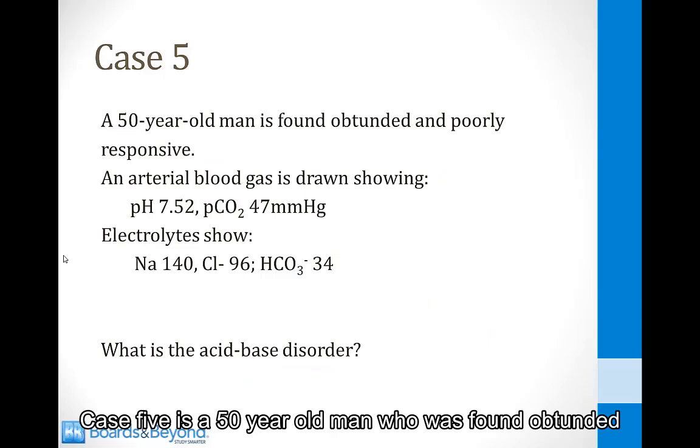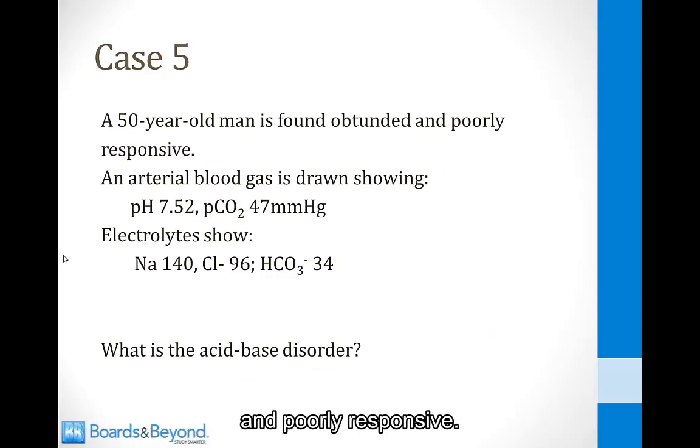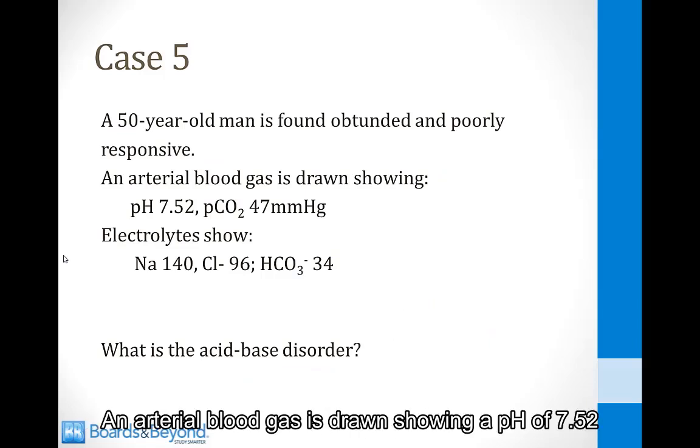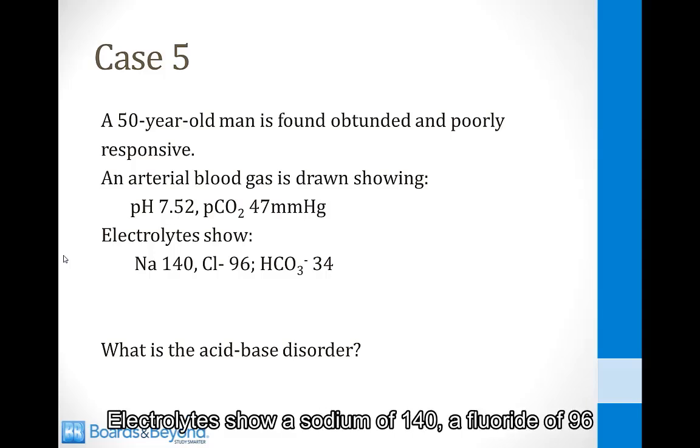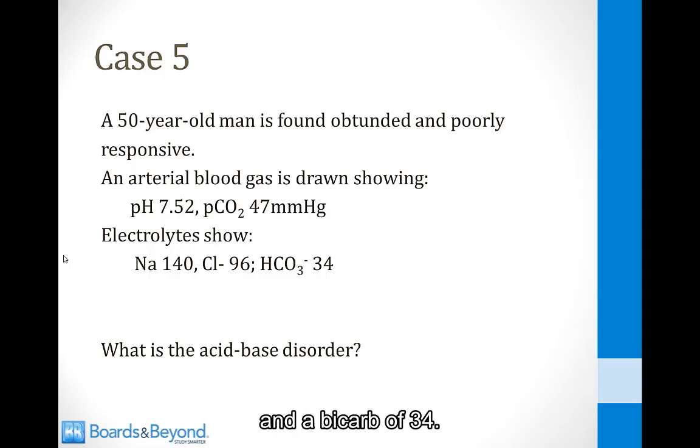Case 5 is a 50-year-old man who is found obtunded and poorly responsive. An arterial blood gas is drawn showing a pH of 7.52 and a PCO2 of 47. Electrolytes show a sodium of 140, a chloride of 96, and a bicarb of 34. What is the acid-base disorder?